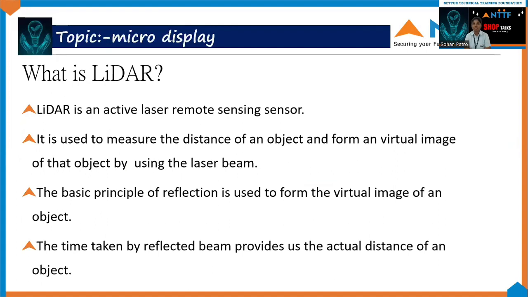LIDAR is an active laser remote sensing sensor. It is used to measure the distance of an object and form a visual image of the object by using the laser beam. The basic principle is reflection, which is used to form the visual image of an object. The time taken by the reflected beam gives the actual distance of the object.